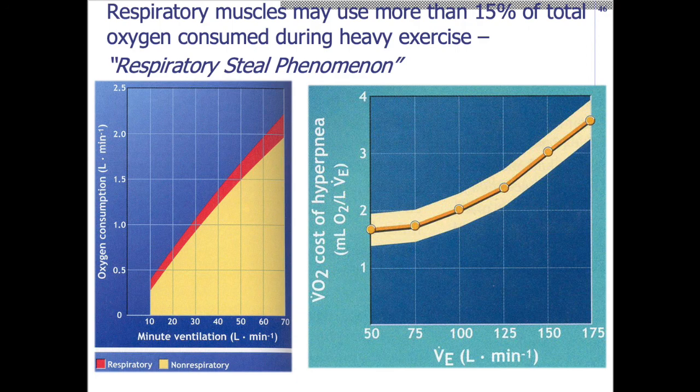This is also showing you your ventilations right here. This VE is your ventilations, and as the ventilations are increasing, the oxygen consumption that's required for our breathing is going up further and further and further. And of course, this is going to be taking it from other areas, which our main concern is that it's taking it from our working muscle.